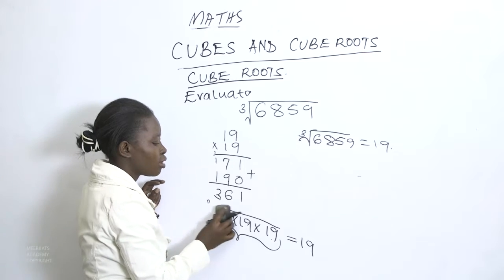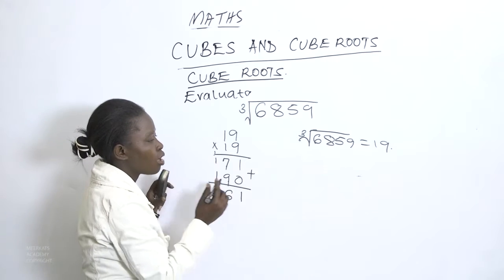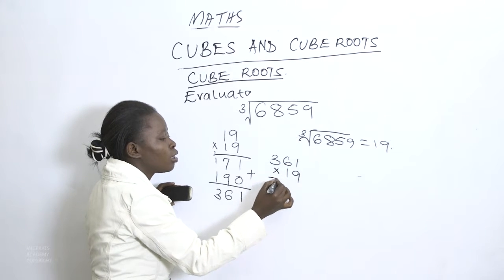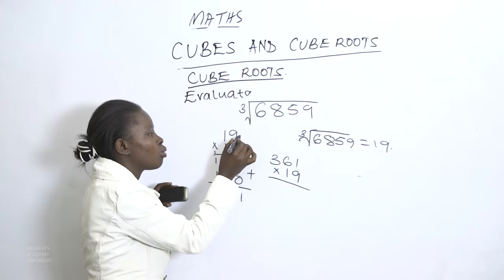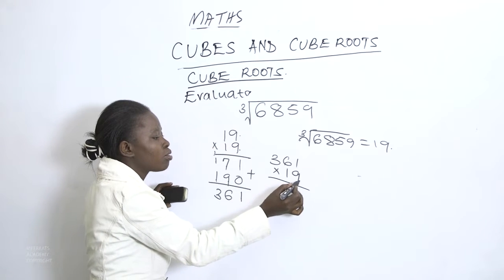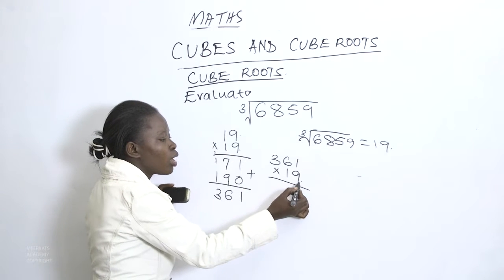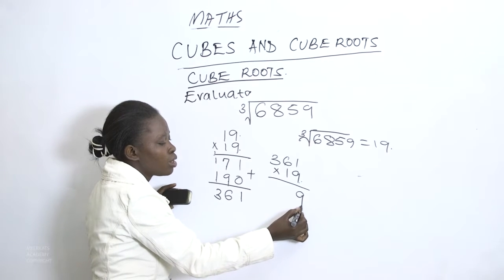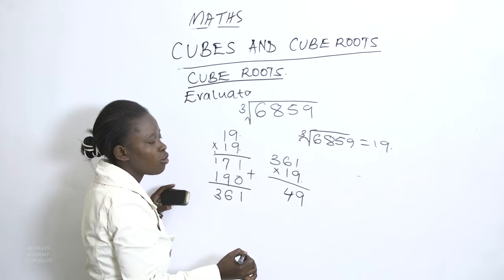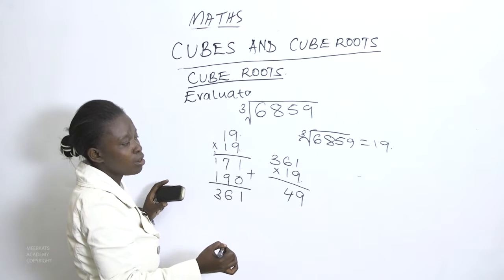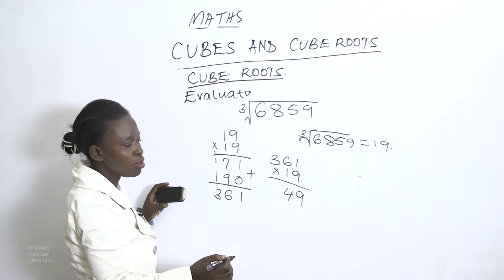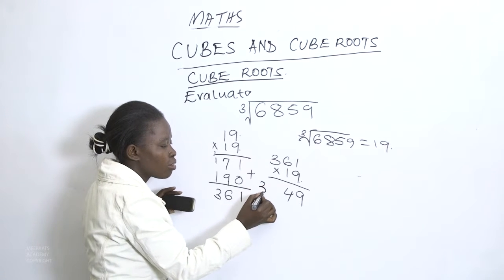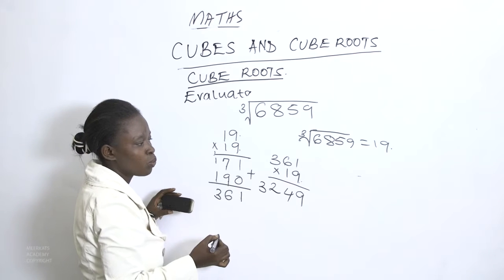So 19 times 19 is 361. So I have 361 multiplied by 19. That is the third term. This is once, twice, this is thrice. So 1 times 9 will give me 9. 6 times 9 is 54, so write 4, carry 5. 9 times 3 is 27. 27 plus 5 gives us 32.